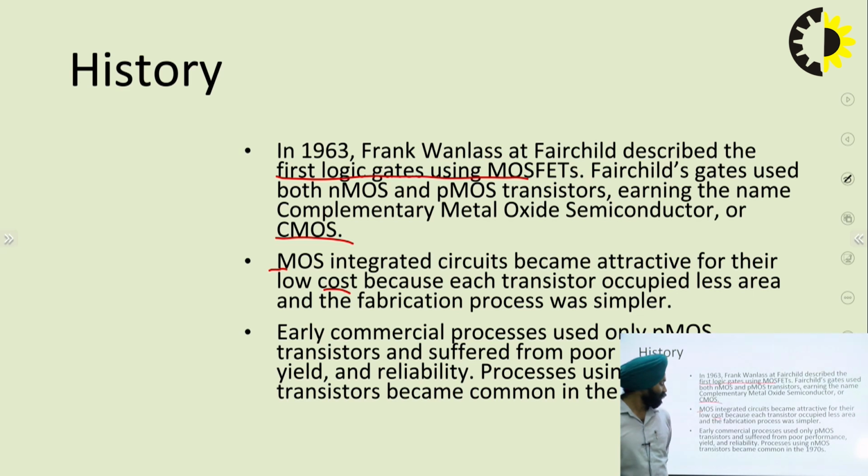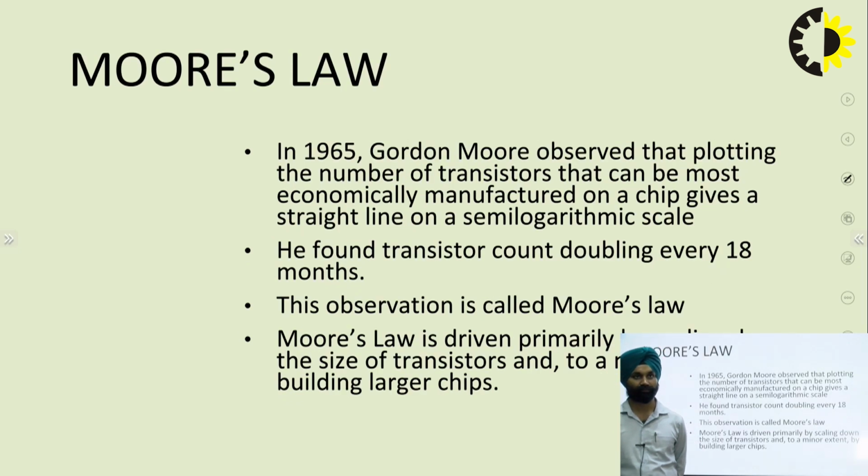The process using NMOS transistors became common in the 1970s. After that, most of the time we were using CMOS and NMOS, which have better performance, better yield, and good reliability. The more important thing is that they have lesser leakage current as compared to BJT.